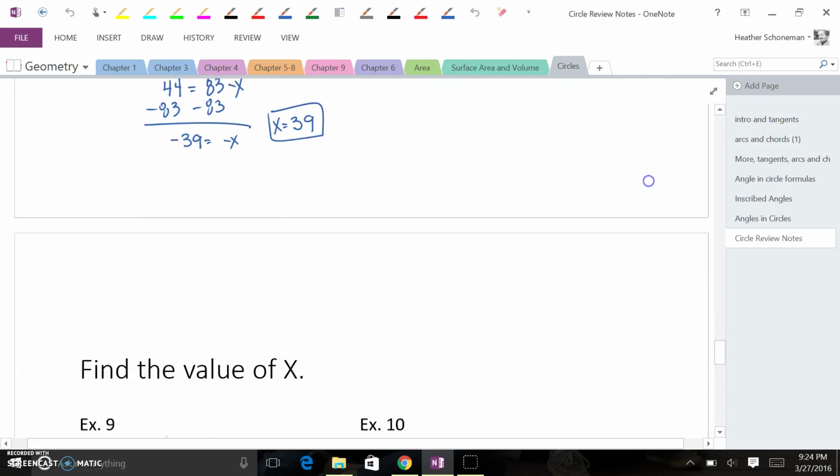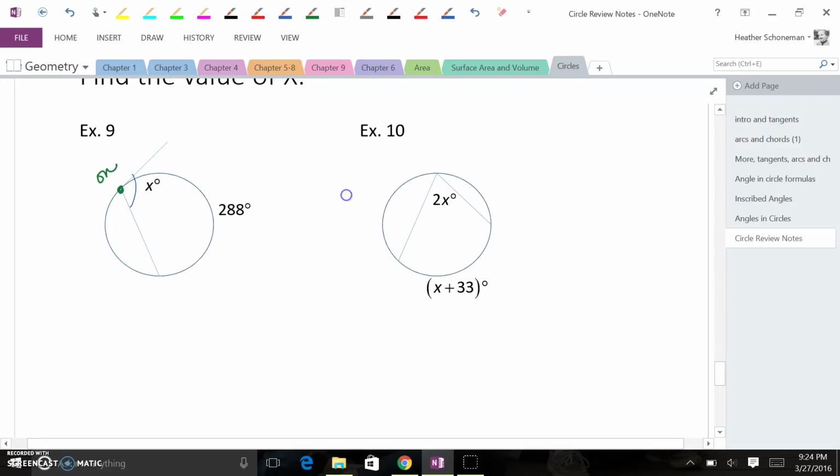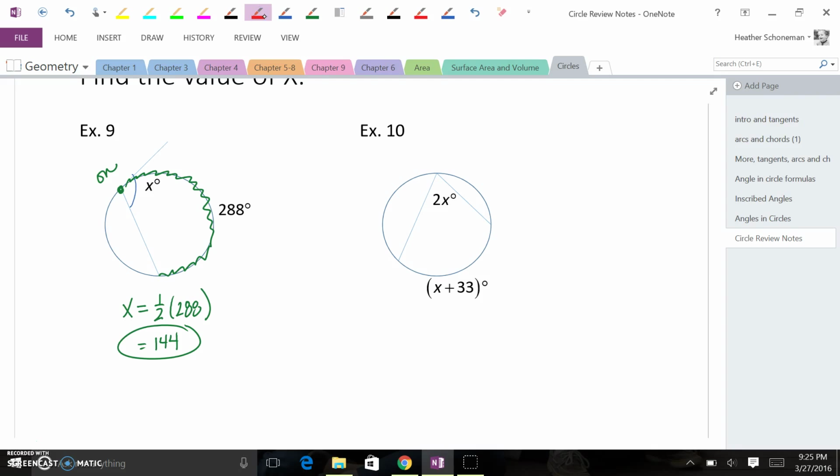Alright, let's try a few more of these. Example 9. Here's the vertex. This time it's on the circle. So when it's on the circle, the angle equals, it's going to be half of the intercepted arc. So it's going to be half of 288, which would just be 144. Okay. Both example 9 and 10 have the vertex on the circle. 9, that angle doesn't have a name, but 10 has a name.